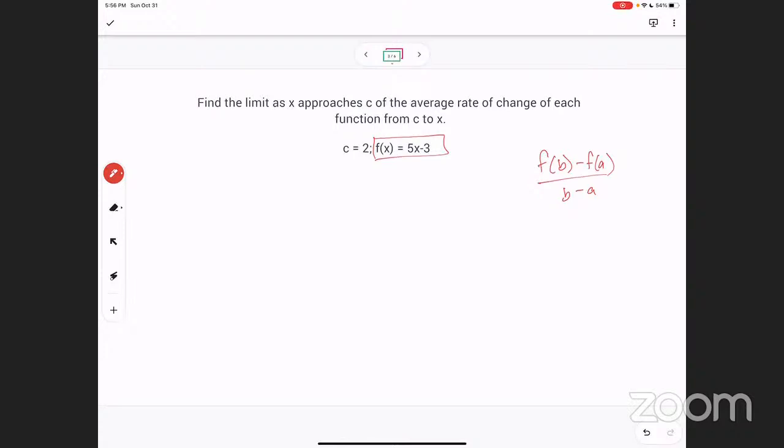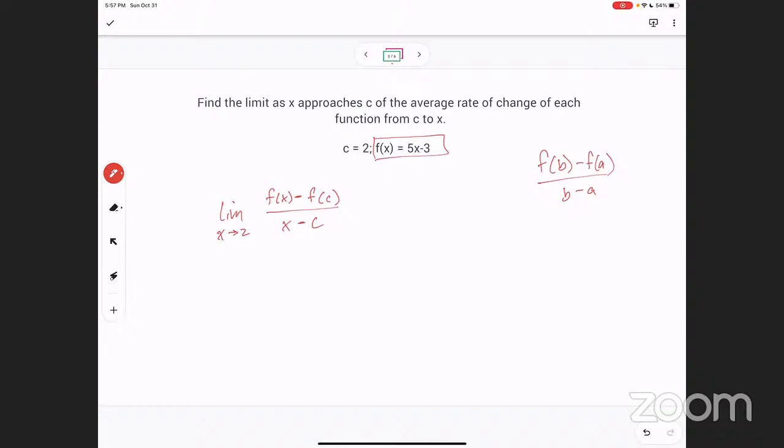Okay, so find the limit as x approaches c of the average rate of change. So they want the limit as x approaches 2 of the average rate of change of the function from c to x. So that means f of x minus f of c, all over x minus c. That's what they want you to find. Does that make sense?